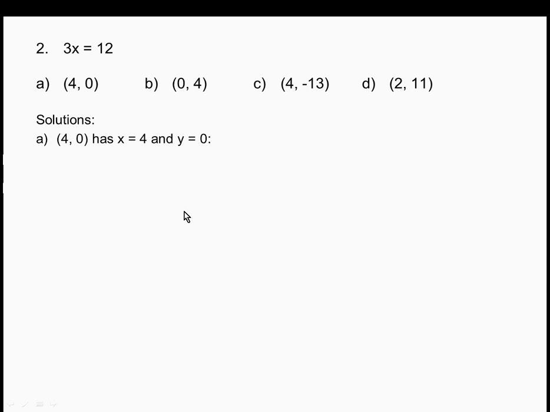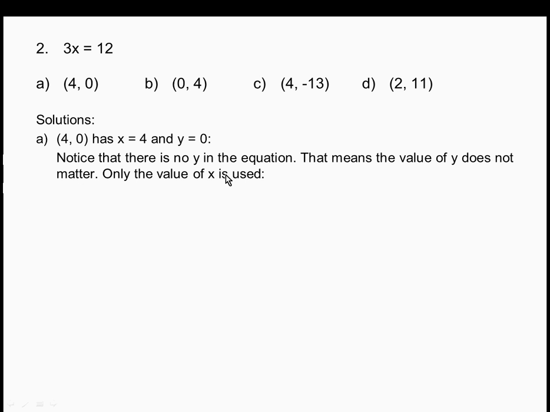So x is 4, y is 0. And again, there is no y in the equation, so that means the value of y does not matter. Only the value of x is used. So put x is 4. 3 times 4 equals 12? Yeah. And remember, don't put the 0 anywhere because there is no y. So (4, 0) is a solution.